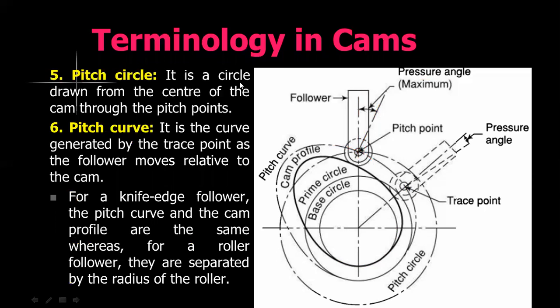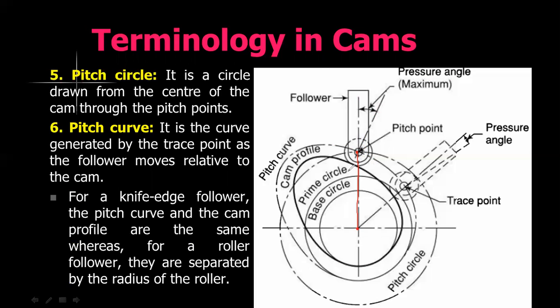And pitch circle. It is the circle drawn from the center of the cam through the pitch point. For drawing the pitch circle, we take the distance between the center of the cam and the pitch point as the radius, and with the center of the cam as the center, we draw one circle. That is the pitch circle.